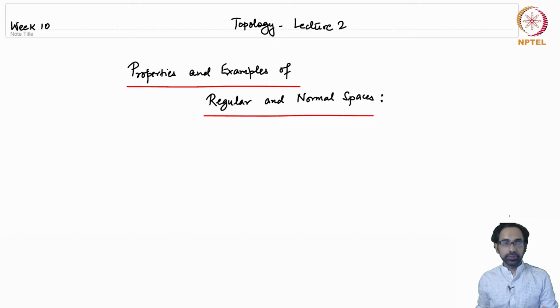So in the last lecture we have seen the definition and characterization of regular and normal spaces, and in this lecture we will continue with some properties and some examples of regular and normal spaces. So let us start with a theorem which gives regularity for subspaces and for product spaces.